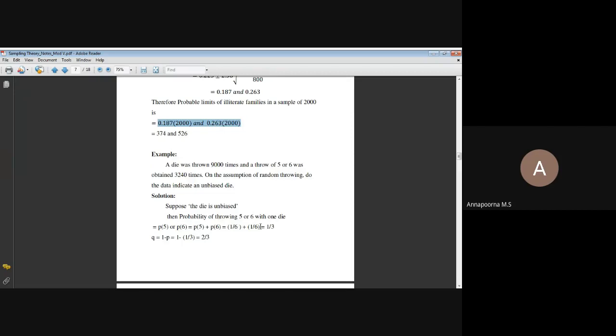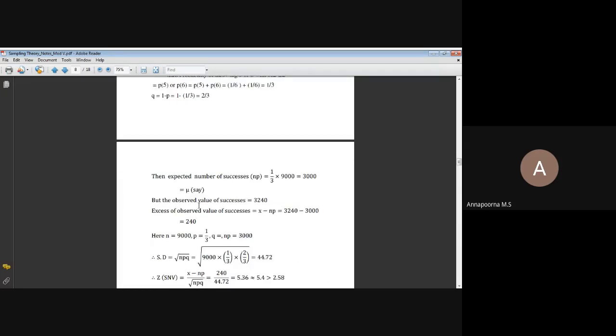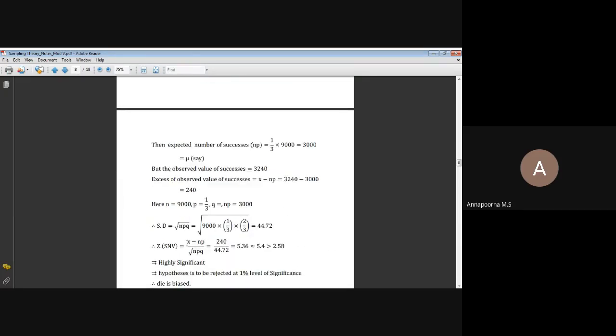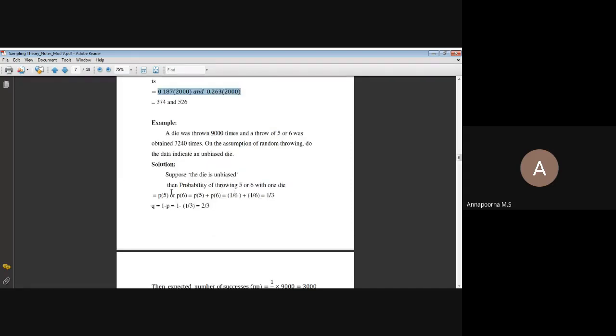So first let us calculate the values of P and Q because we need P, Q, N in order to calculate Z. So what is your Z expression? Z is equal to X minus mu divided by root of NPQ. X minus mu, mu means N into P, divided by sigma, sigma is root of NPQ. So first let us calculate these values P and Q.